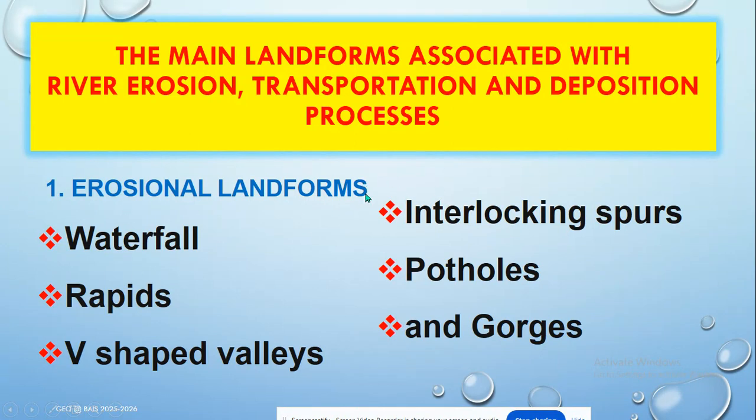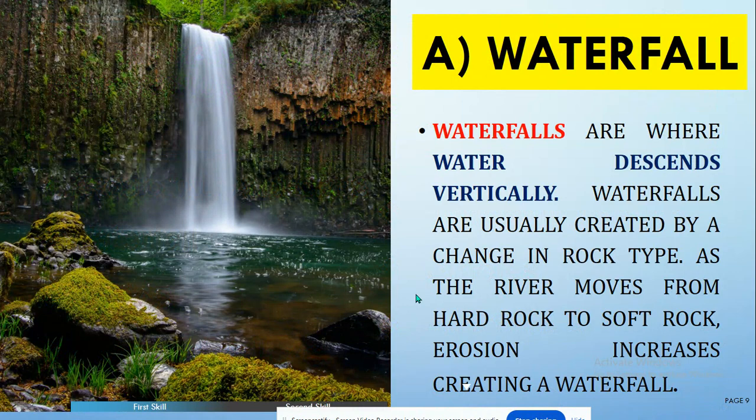These are also called landforms in the upper course of a river. First, we have waterfalls, we have rapids, we have V-shaped valleys, we have interlocking spurs, we have potholes, and gorges. These are the features formed by river erosion, especially in its upper course. First, number one is waterfall.